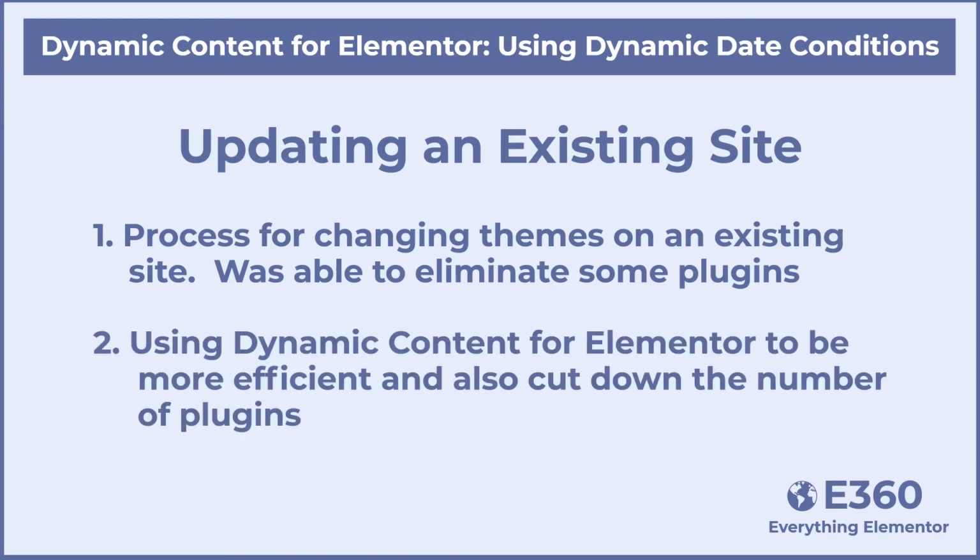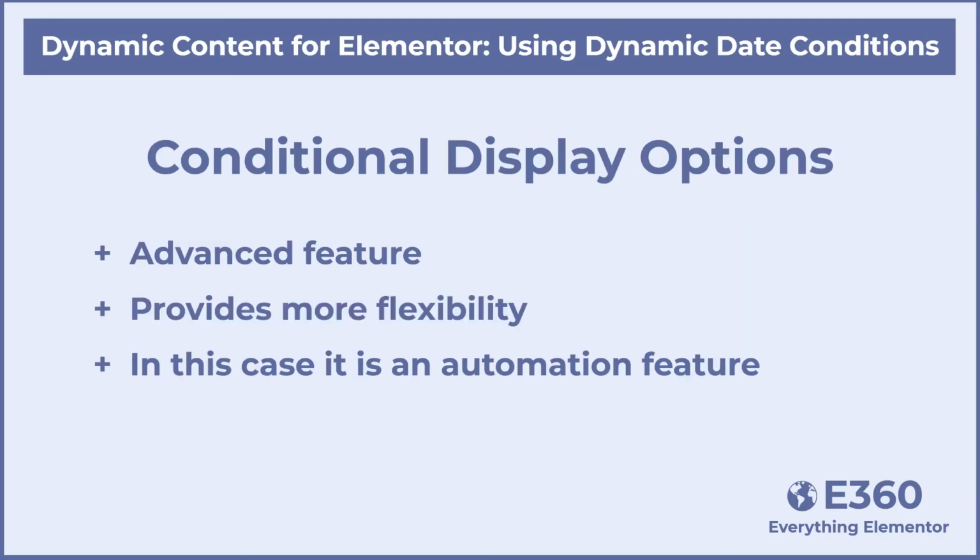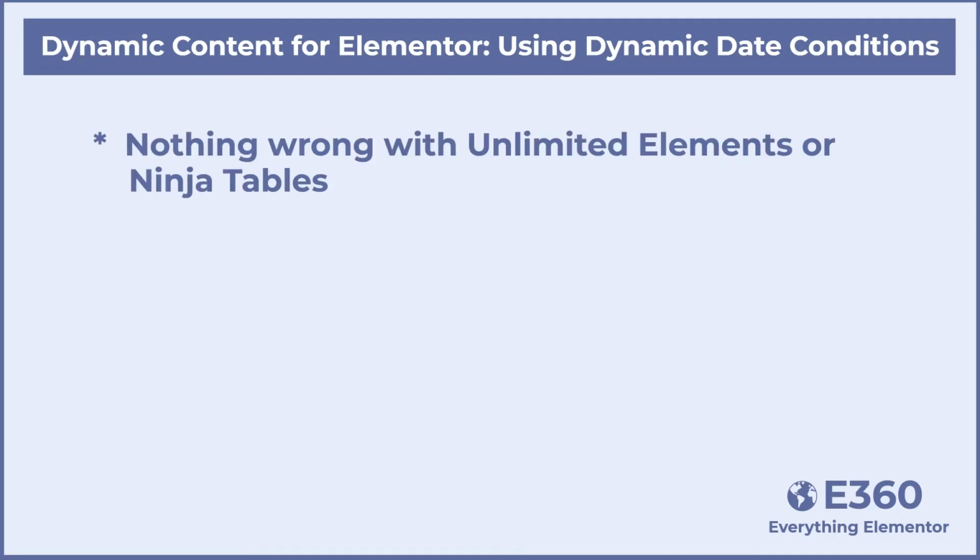Now I'm looking at ways to use fewer plugins by using dynamic content for Elementor, which is a power tool. The conditional display of content is advanced functionality. In my case, it's an automation feature, so I don't have to manually turn on and off the display of the sales information for each of the themes and plugins. There was nothing wrong with unlimited elements or Ninja tables.